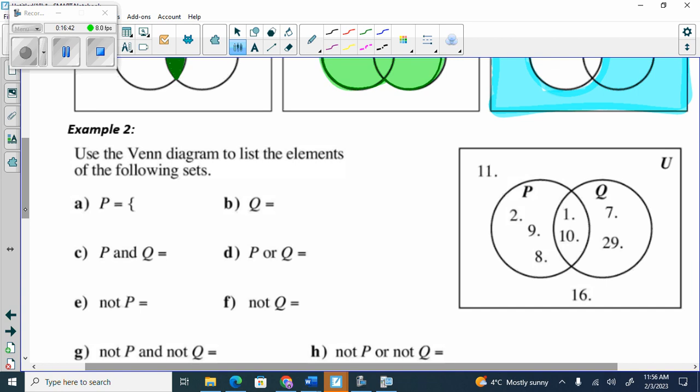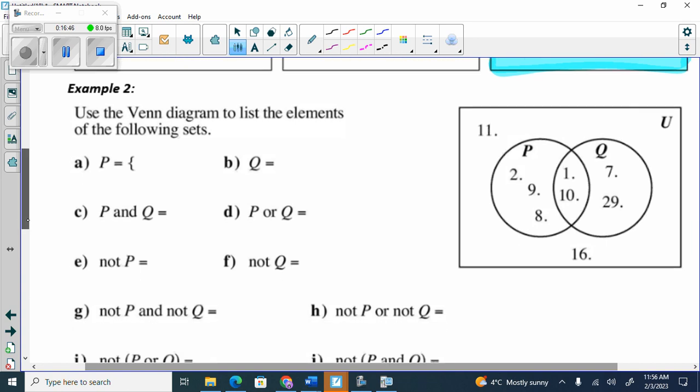So I want you to try this out. I want you to list from here, you're going to list the elements. So I'll do P first. So we have to list the elements from the Venn diagram for P. What numbers would I put if it's for P? 2, 9, 8, but also 1 and 10 because it's still in P. Happens to also be in Q, but I do not care. It's all the elements in P.